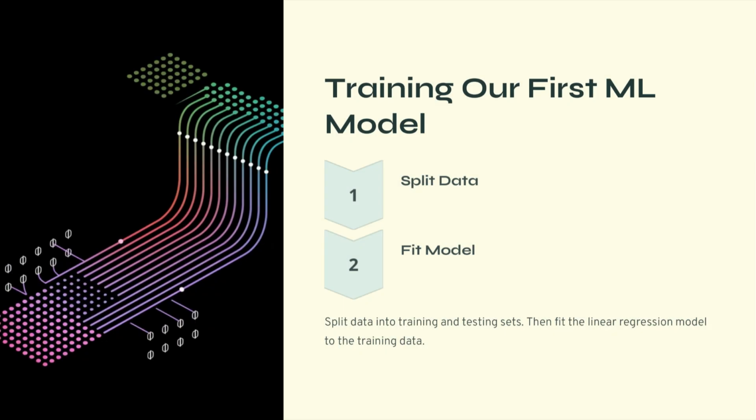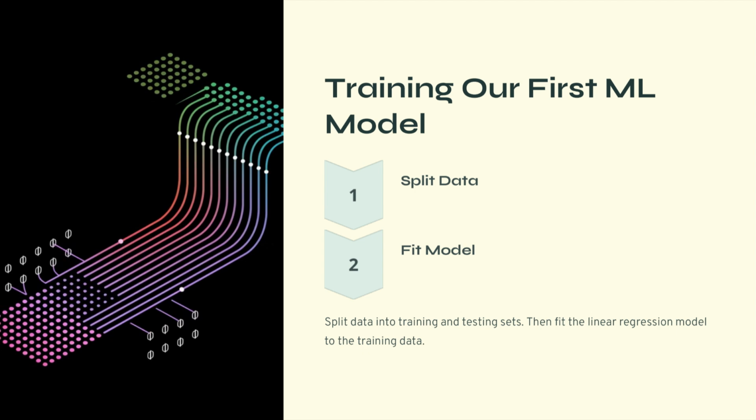Now that the data is prepared and the features are selected, we are ready to train our first machine learning model. The first step is splitting the dataset. Typically, the dataset is divided into two main parts, the training set and the testing set. The training set is used to teach the model how the input variables relate to the target variable. The testing set is used to evaluate how well the model performs on unseen data. This separation ensures that the model does not simply memorize the training data.